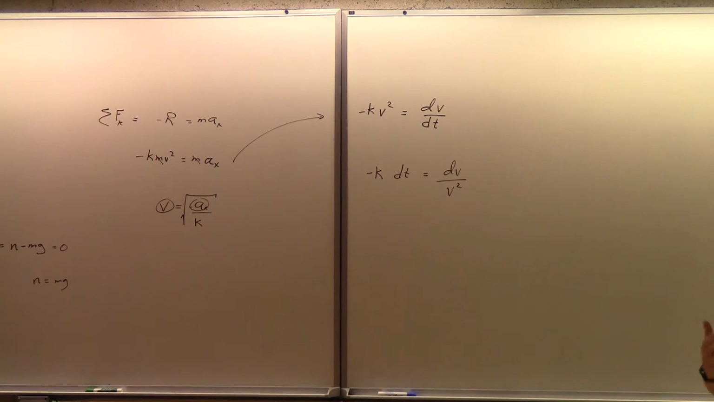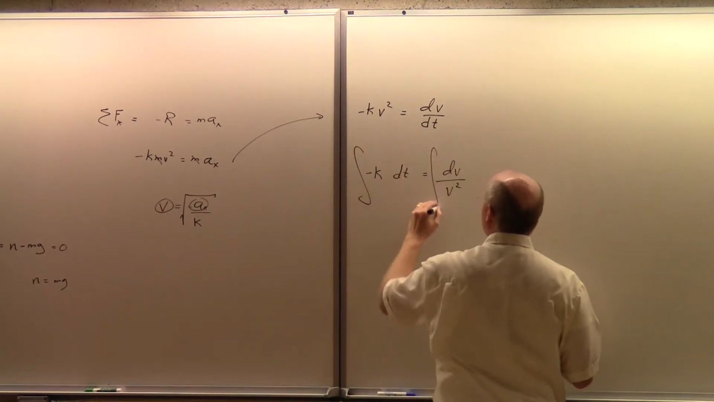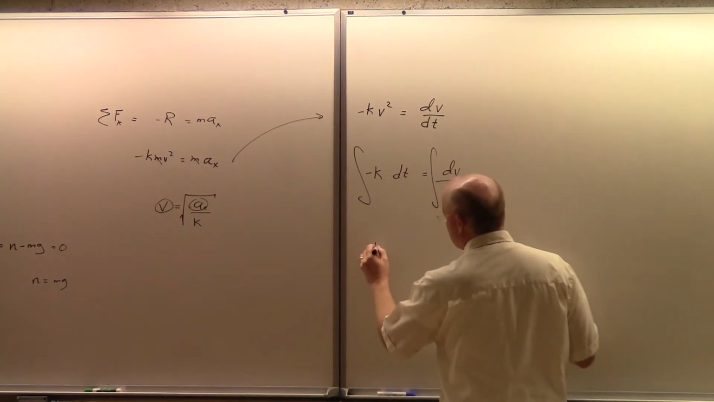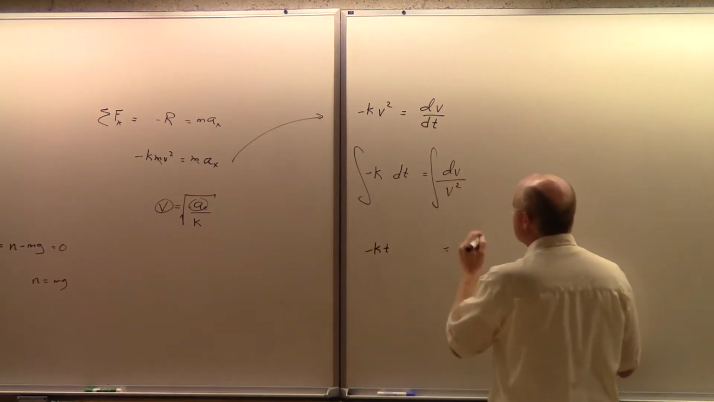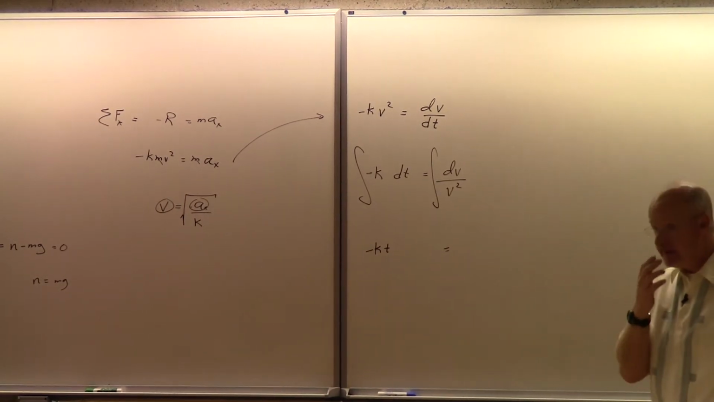Because now, just integrate both sides. So I will take an integral of each side. And so if I integrate this, I have minus kt on this side. A little more thought, but what's the integral of this one?